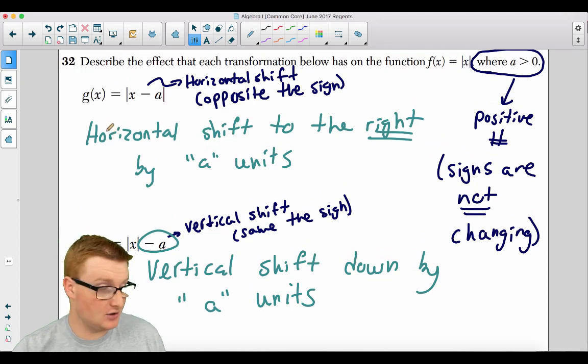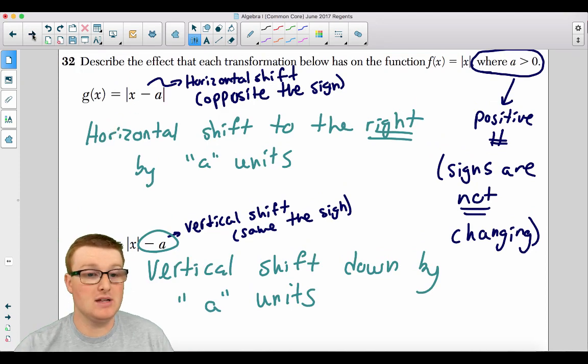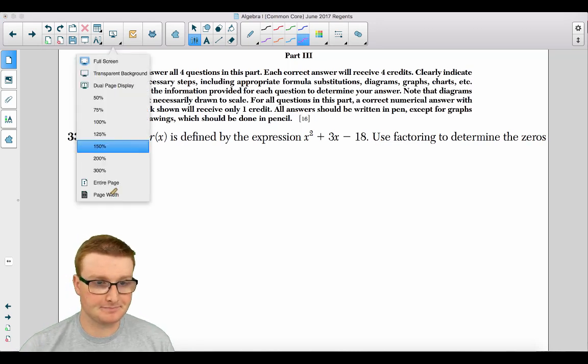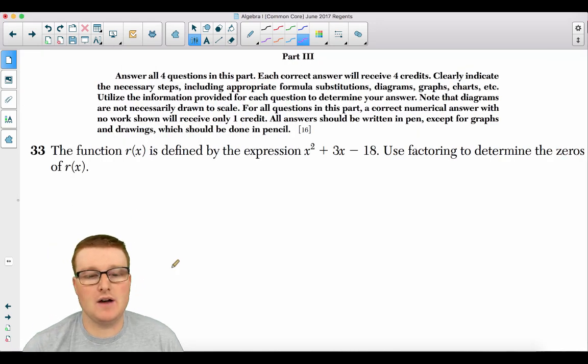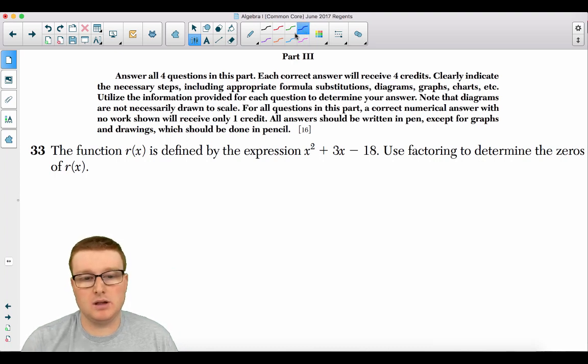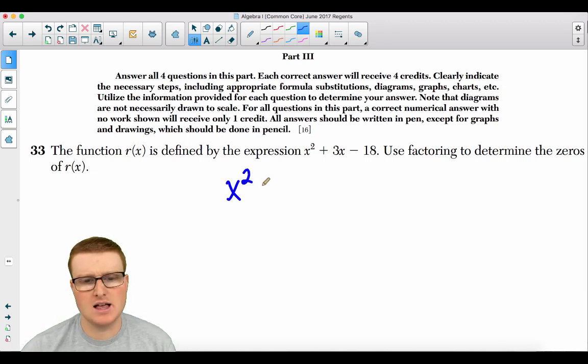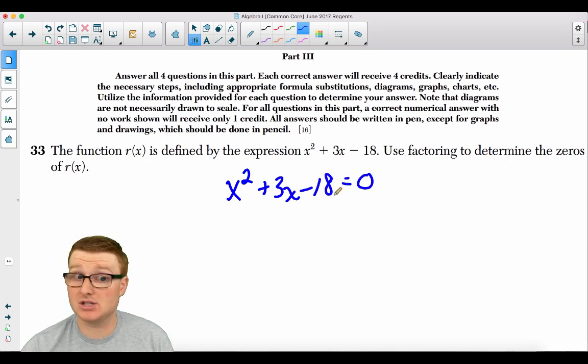All right, now we're moving on to the part 3s. Part 3. Here we go. Number 33. The function r of x is defined by the expression x squared plus 3x minus 18. Use factoring to determine the zeros of r of x. Take these points and run with it. x squared plus 3x minus 18. These are an easy 2 points, people. Let's do it. Factor it.